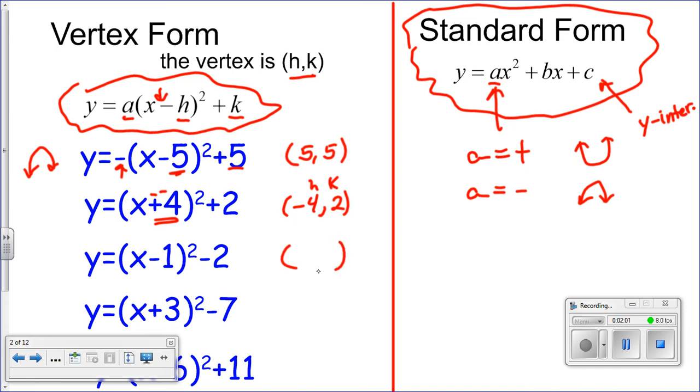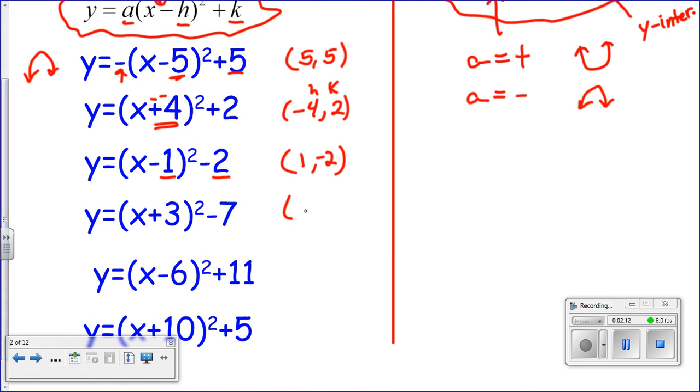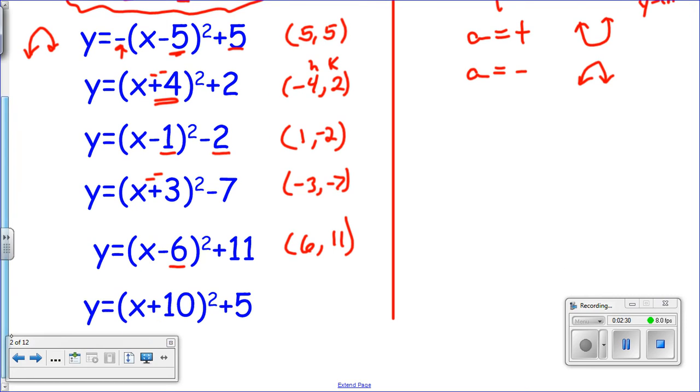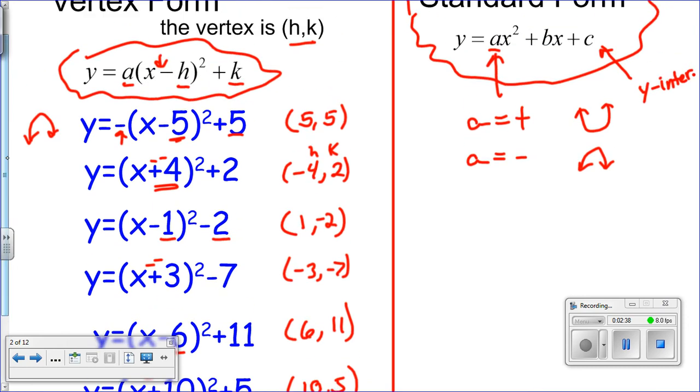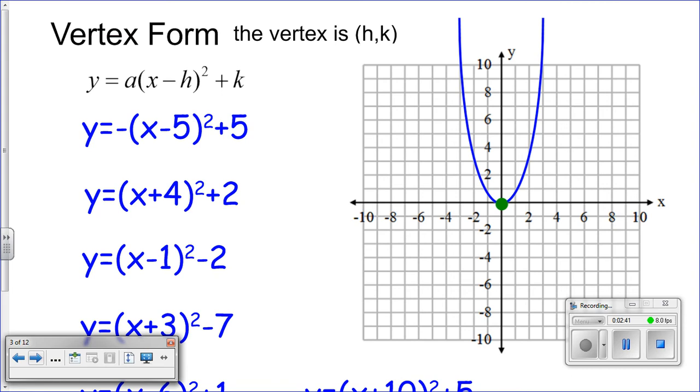All right, let's take a look at the next one. Your h value is 1, which is also your x value, and your k value is negative 2. The vertex in this one, to be a plus, it must have been a minus, so that would be negative 3, comma, negative 7. In this one, your h value is 6, your k value is 11, so your vertex is at 6, comma, 11. And in your last one here, to get the plus, it must have been minus, so this is 10, comma, 5.